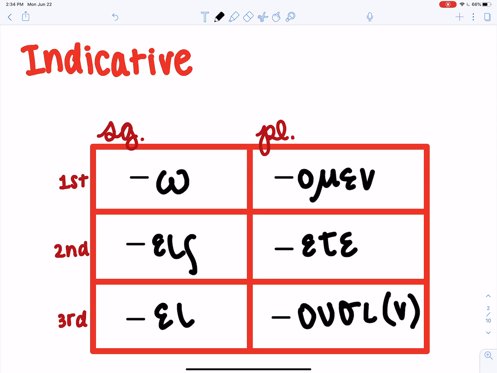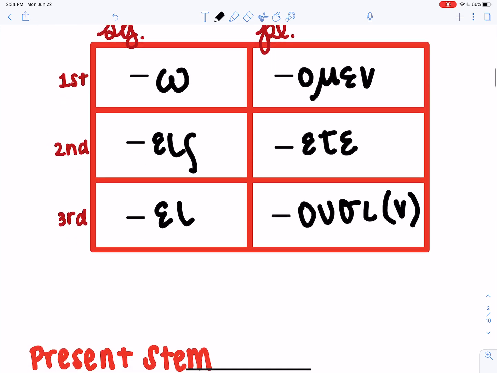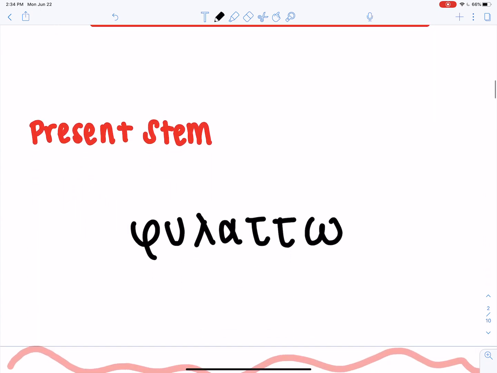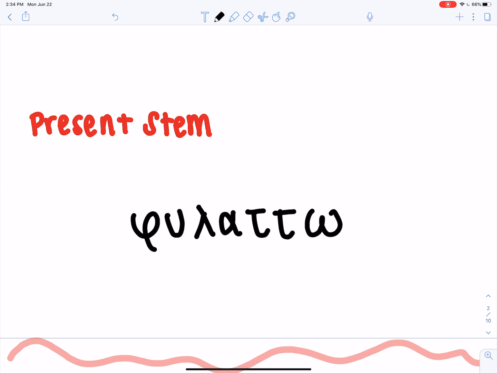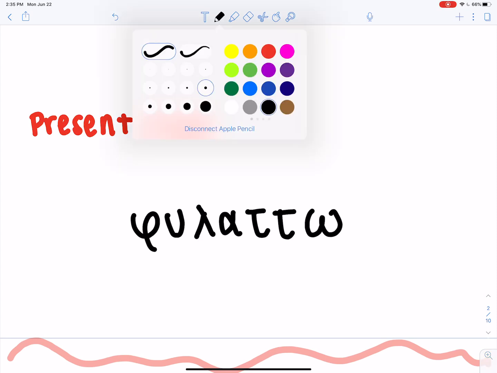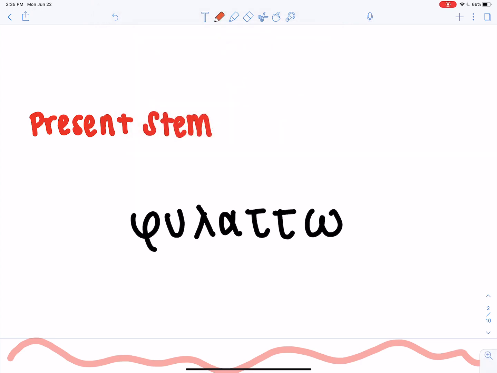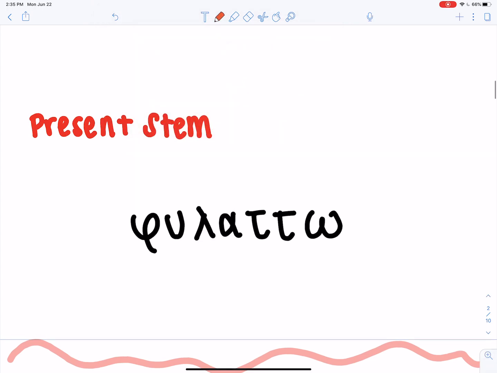Well, now that we've learned these endings, we need somewhere to put them. And that somewhere is going to be the present stem of verbs. These verbs we're working with right now are called omega conjugation because the first person singular present active indicative form ends in, yes, an omega. And so to find the present stem of a verb, we're just going to pop off that omega. We're using phulatto here as the example, and just like I said, we take off the omega on the end, and we end up with phulatt as our stem. And now we can add on whatever endings we've learned today to this stem and produce verb forms.